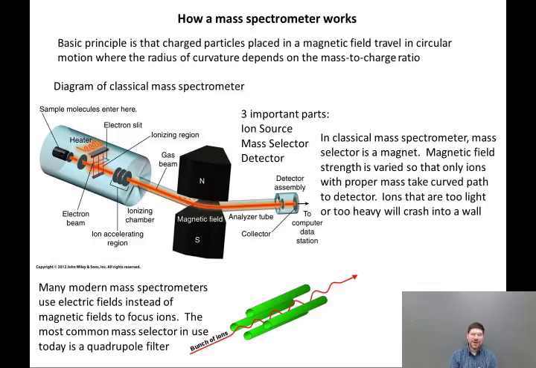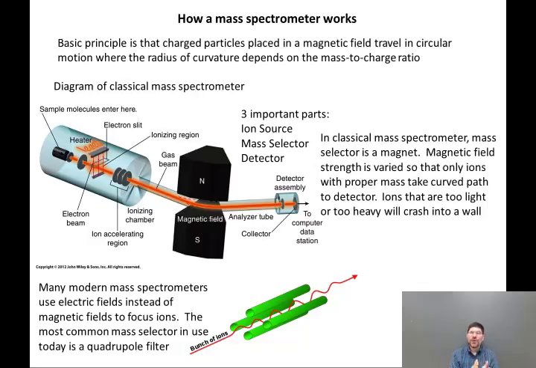Many modern mass spectrometers actually use electric fields instead of magnetic fields to focus ions. So depicted here is the mass selector in what's called a quadrupole filter mass spectrometer, which is the most common type of mass spectrometer in use today. So you have a bunch of ions and they start to travel through the instrument. And instead of putting them into a magnetic field, the four poles, that's why it's called a quadrupole, have different voltages applied to them, and those voltages can be changed very easily.